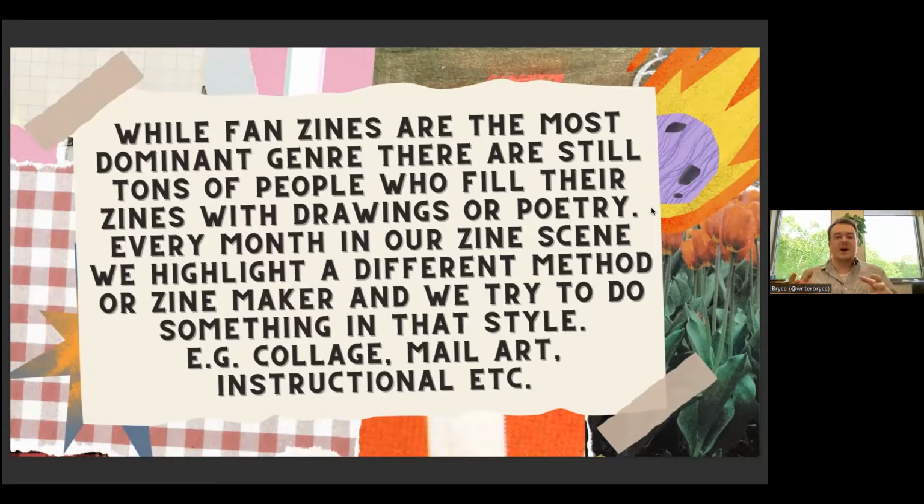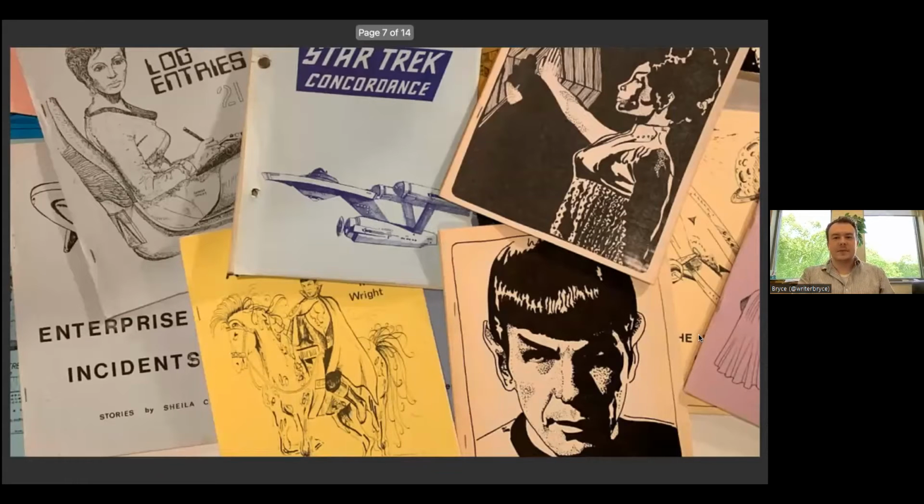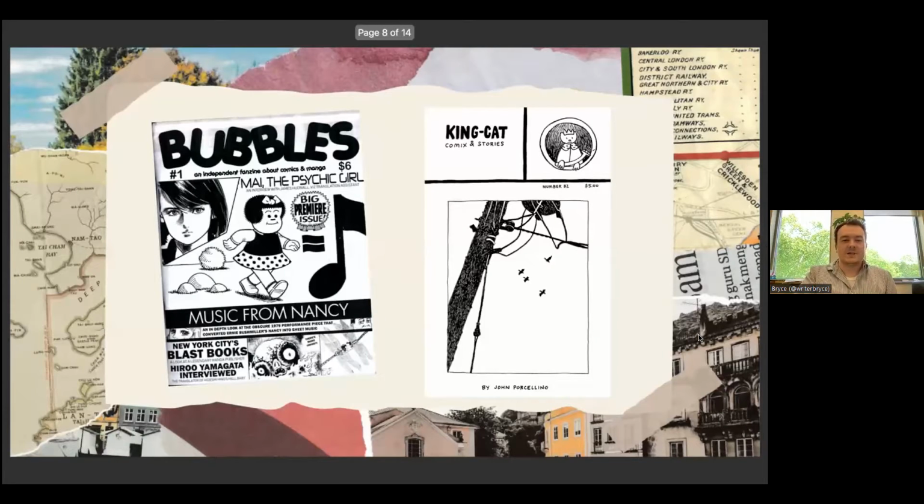So the physical object itself is also an aspect that we talk about sometimes at our zine scene here at the library. Here's a pile of Star Trek zines. These are all hand-drawn covers by nerdy fans who would publish these things, and they'd go and show their nerdy friends, and they're really well made. These are all just Xeroxed copies. These are some current zines that are running. Bubbles is a fanzine about alternative comics and manga.